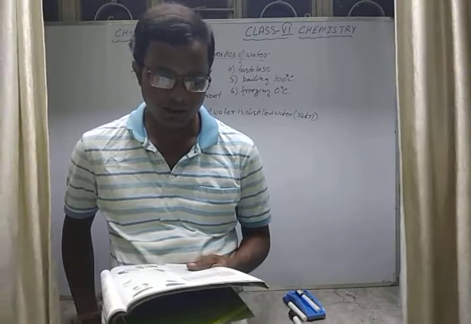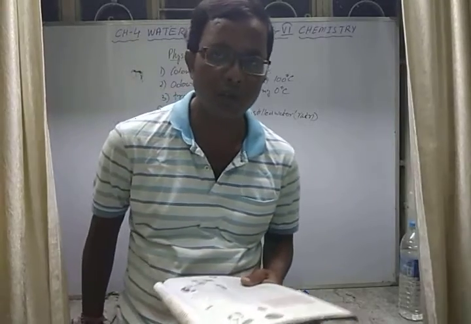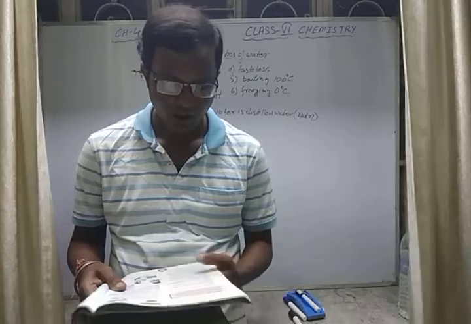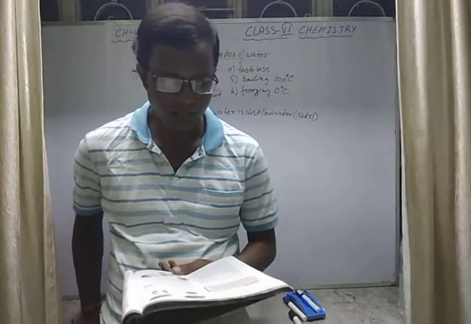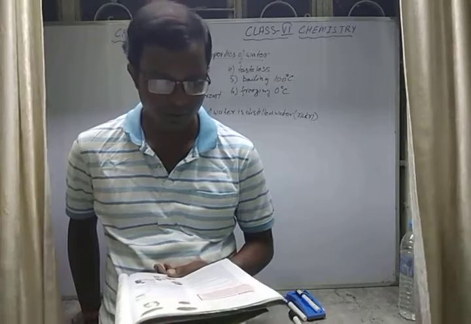Innumerable plants and animals live in water. Water also provides a home for some animals and plants, which are called aquatic plants and animals. Water is also required by green plants for the process of photosynthesis to prepare food.